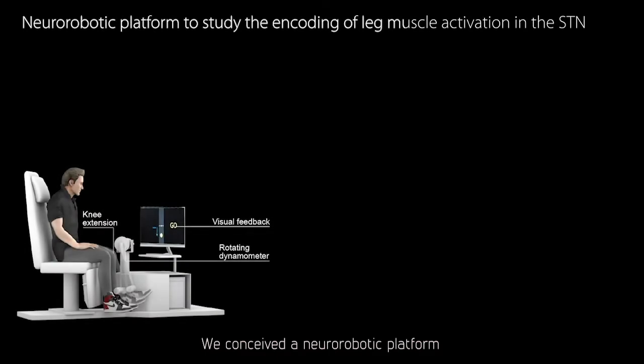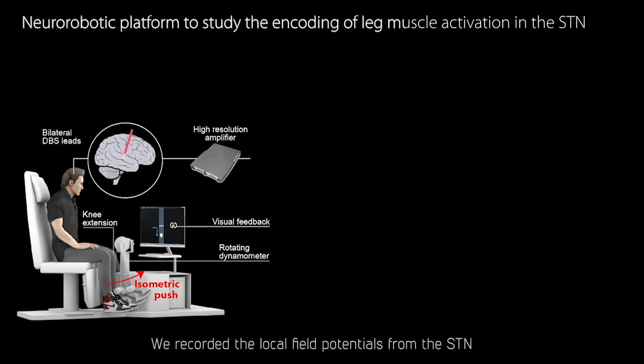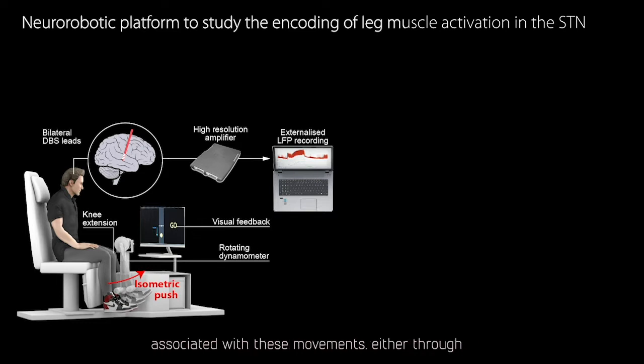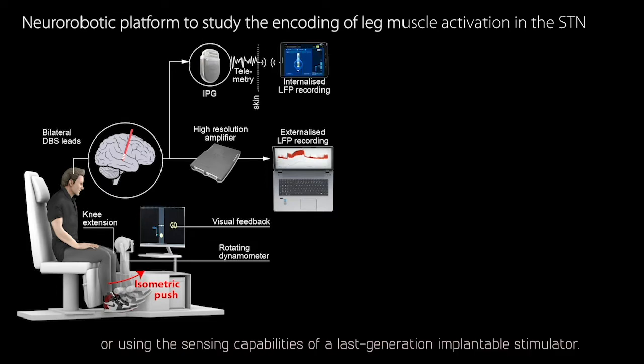We conceived a neurorobotic platform to study the encoding of leg muscle activation in the subthalamic nucleus of patients with Parkinson's disease. Participants were instructed to perform an isometric knee joint extension task while sitting comfortably. We recorded the local field potentials from the STN associated with these movements, either through externalized DBS leads or using the sensing capabilities of a last-generation implantable stimulator.